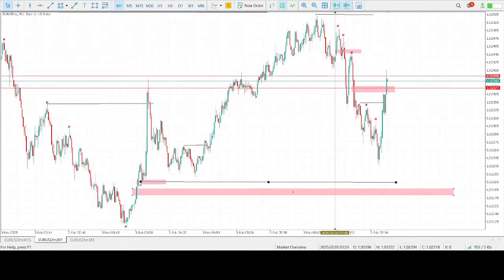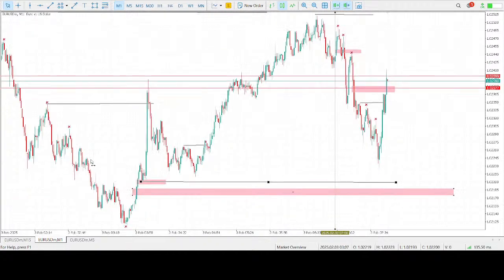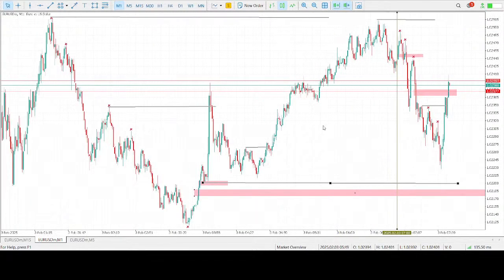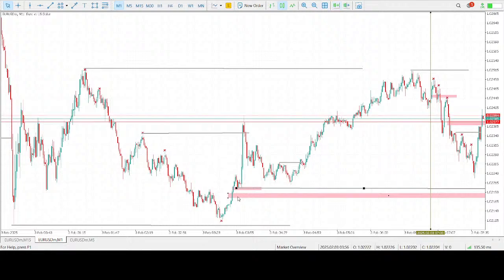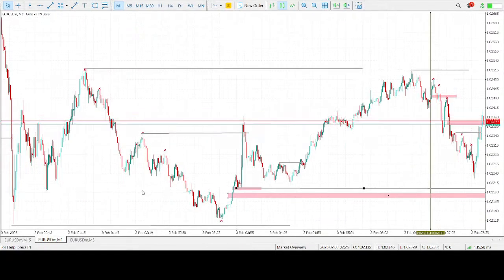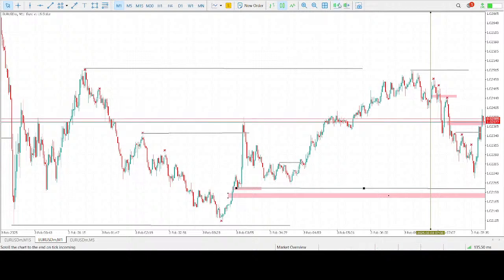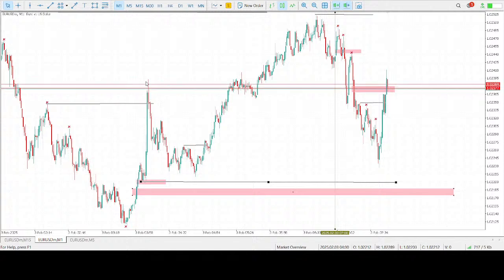Market returned back to the equilibrium, and prior to that we had seen that market had just taken out liquidity right over here, before we had this reversal. So that's where we had the reversal from. From that point forward, the next drawn liquidity was these relative equal highs. Price comes back to the fair value gap, then takes out that liquidity, comes back to equilibrium.